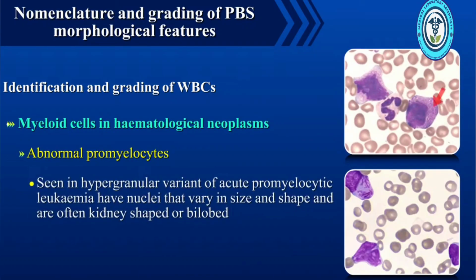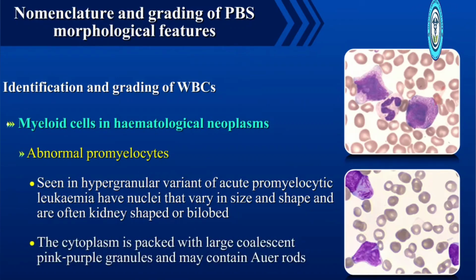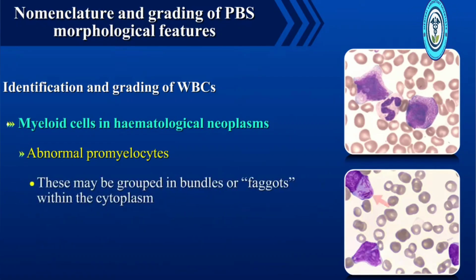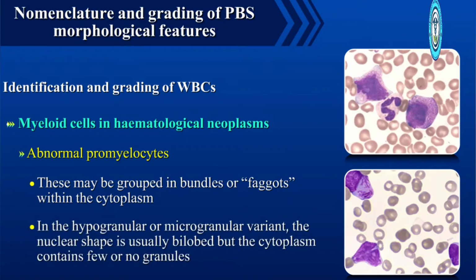Abnormal promyelocytes seen in the hypergranular variant of acute promyelocytic leukemia have nuclei that vary in size and shape and are often kidney shaped or bilobed. The cytoplasm is packed with large coalescent pink to purple granules and may contain Auer rods. These may be grouped in bundles or faggots within the cytoplasm. In the hypogranular or microgranular variant, the nuclear shape is usually bilobed, but the cytoplasm contains few or no granules.